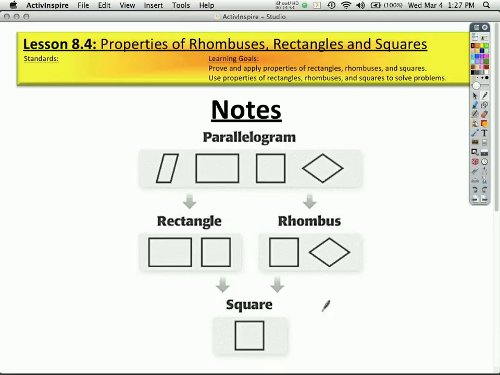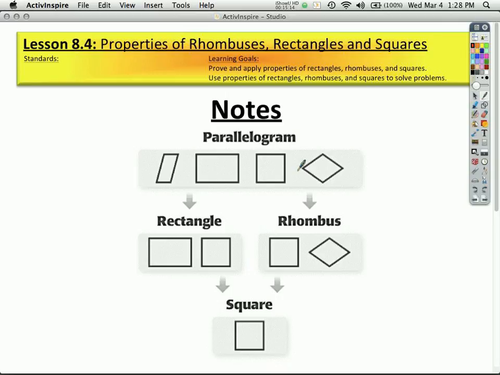And so what is important to take from here is that every classification, every shape inherits the properties of its parent. The parallelogram is the parent of the rectangle, the rhombus, and the square, which means that a rectangle has all the properties of a parallelogram. But a rectangle has extra properties that makes it extra special.